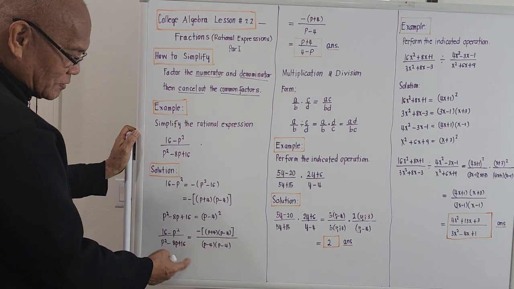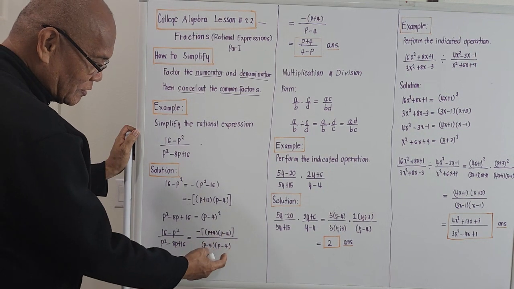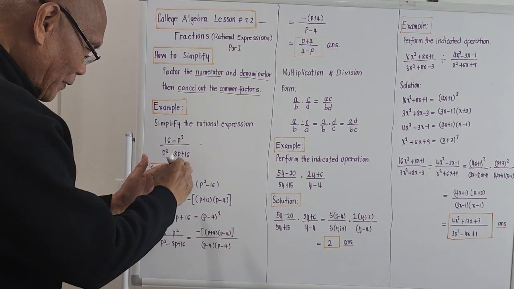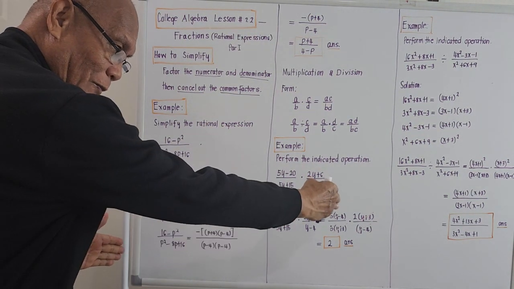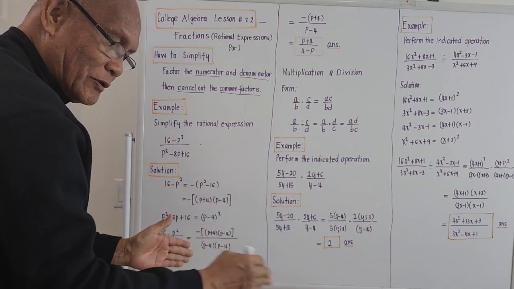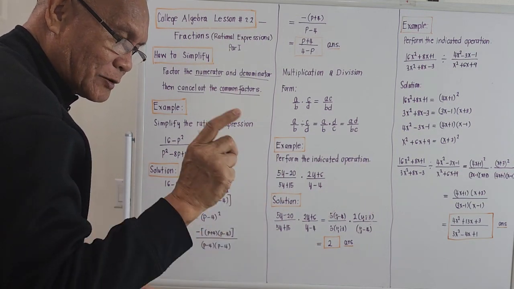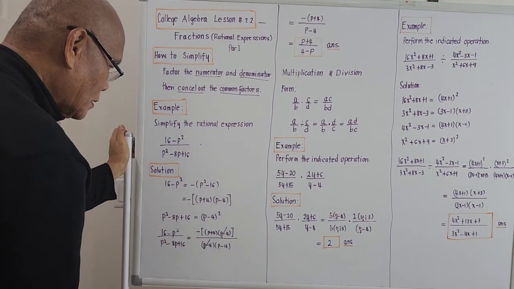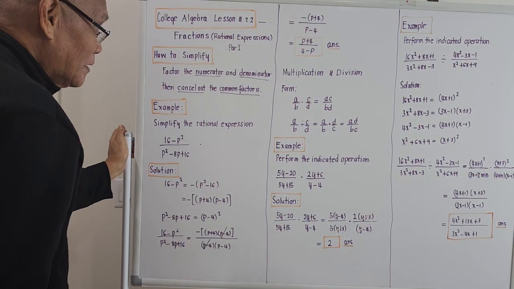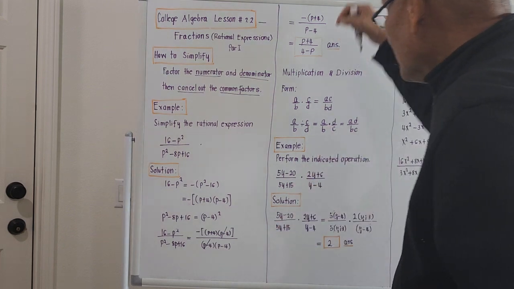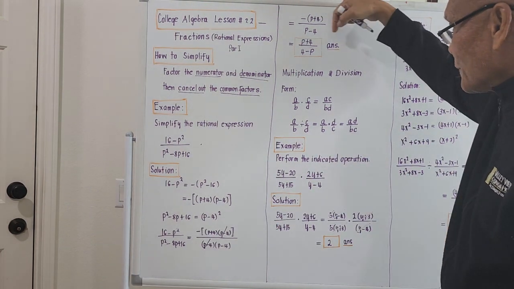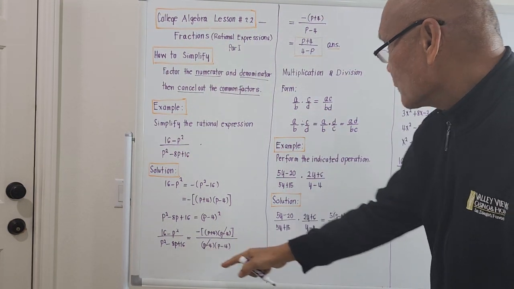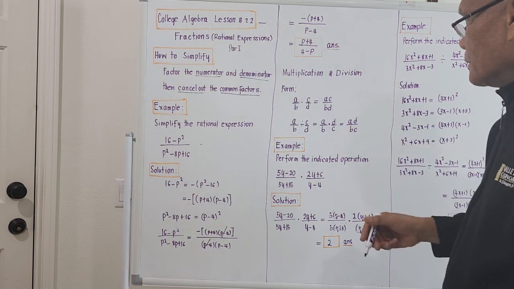p square minus 8p plus 16, which is the product of p minus 4 times quantity p minus 4. Okay, so the operation on the numerator is all multiplications, and the operation on the denominator are all multiplications, so we are free to cancel out. This p minus 4 cancels with this. What remains on the numerator? It will be negative open quantity p plus 4 all over. The bottom portion, we eliminated 1 p minus 4. So what remains will be p minus 4.